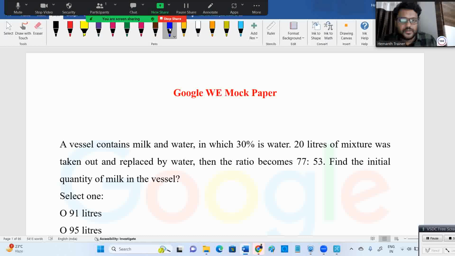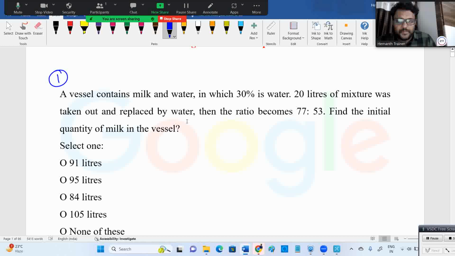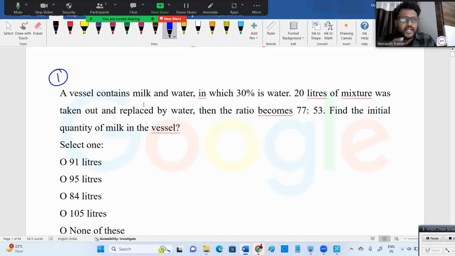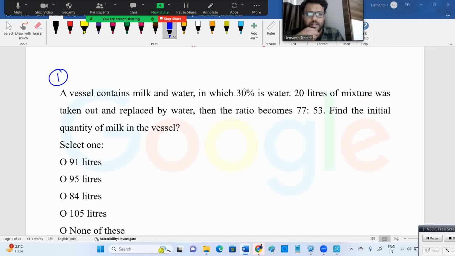So if you see the first question, this is related to mixtures and alligation concept. Here they have given a vessel containing a mixture, which means there is a mixing thing, right? Milk and water are both mixed, in which 30% is water, and 20 liters of mixture was taken out. They said that in the question, right? Then the ratio becomes 77 to 53. What is the initial quantity of milk in the vessel?